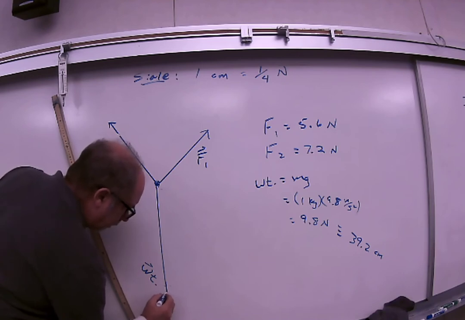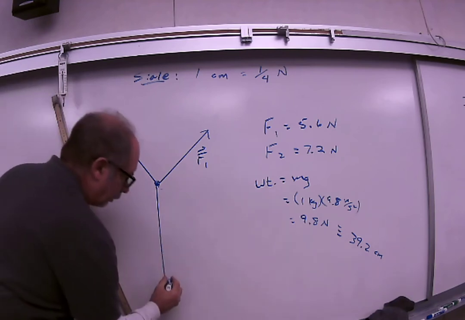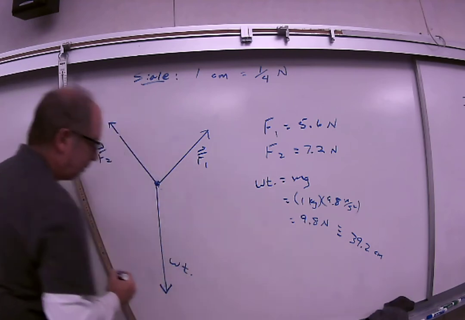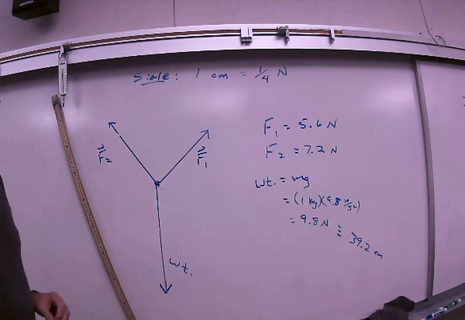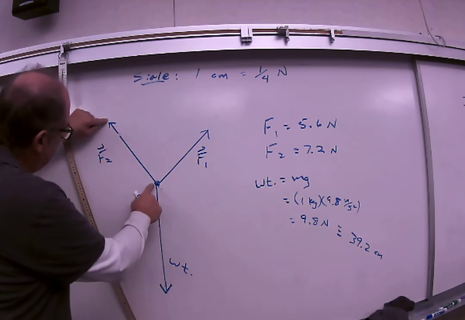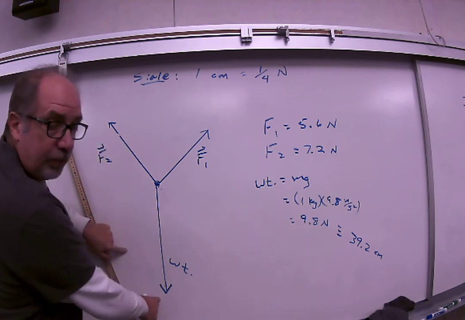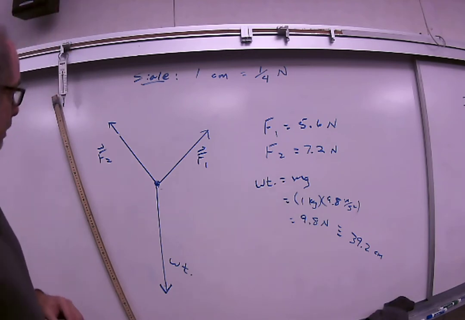39.2 centimeters is right there. And that's my weight vector. I'm actually going to draw it over here. Okay, now what I want to do is add F2 tail to tip. So I want to pick that vector up and set it down so that the tail of F2 is at the tip of the weight vector.